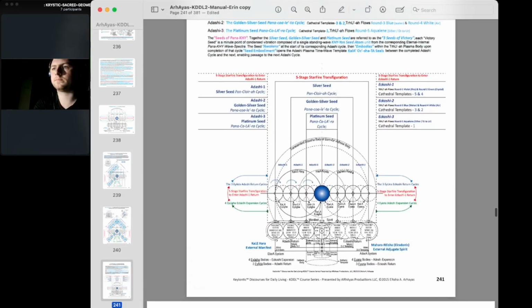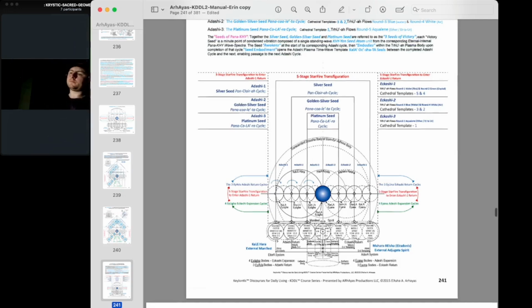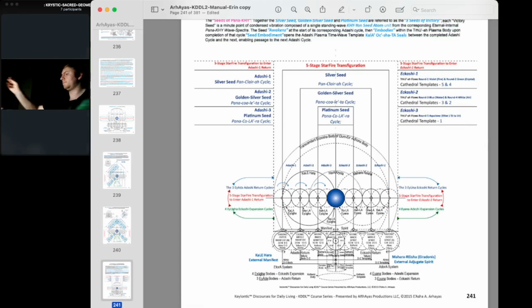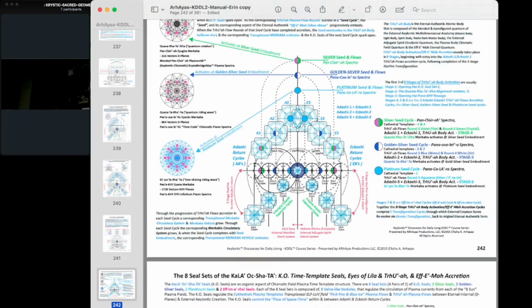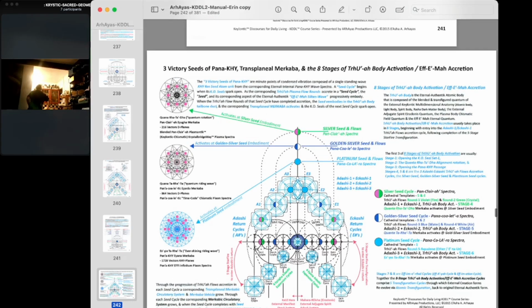Adashi 1, silver seed. This corresponds with the Panclara cycle, which is that rainbow bubble of Effie that we were looking at. The other bubble and rainbow ball of Effie corresponds with the golden silver seed, Adashi 2. And then Adashi 3 is the middle Effie ball, or the platinum seed, or the Panacholera cycle. Okay, and that's what all these are talking about. This is our silver seed embodiment cycle, golden silver seed embodiment, platinum seed embodiment. And all of these have Merkabas that correspond to them.